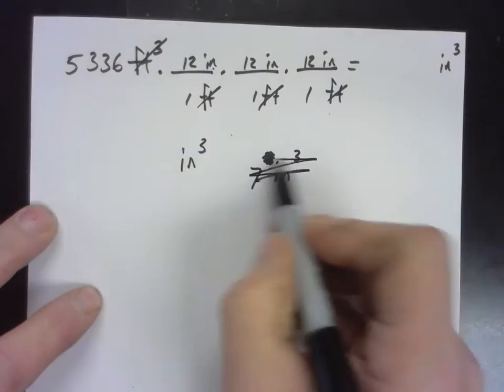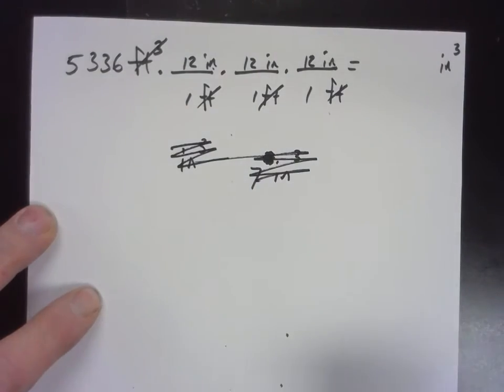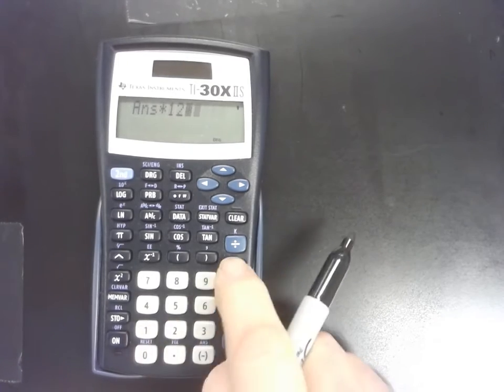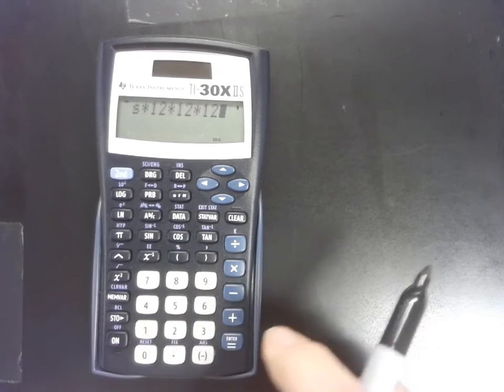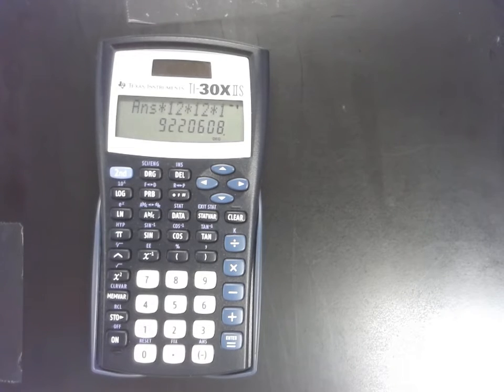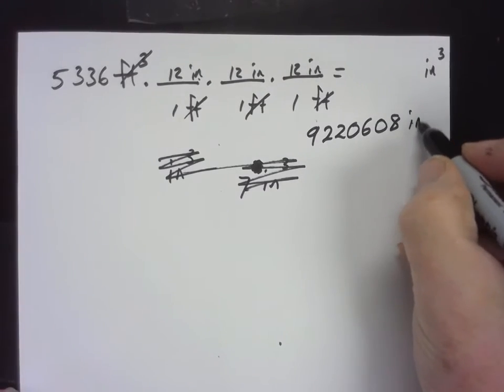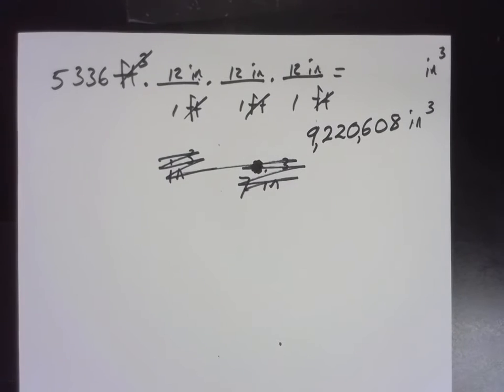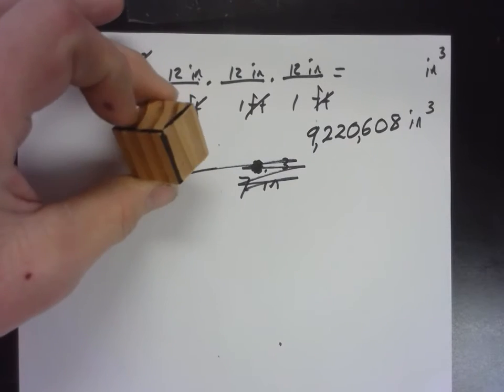So if we're gonna do our conversion, we're just going to take that number right there, and we're going to go times 12 times 12 times 12. That's a lot. 2 million. 9,220,608 cubic inches. That's a few. That's a few of those.